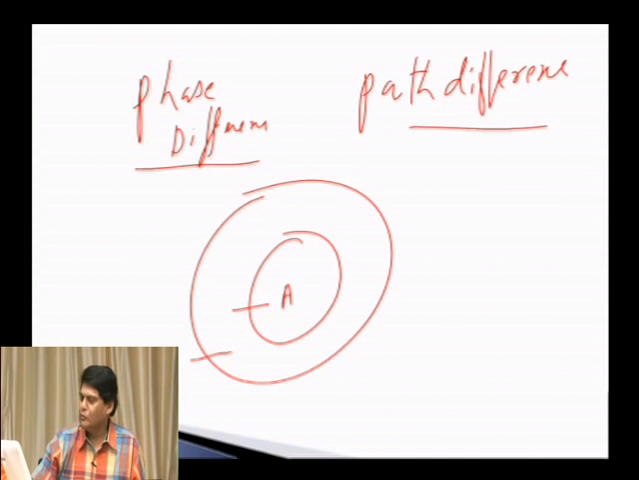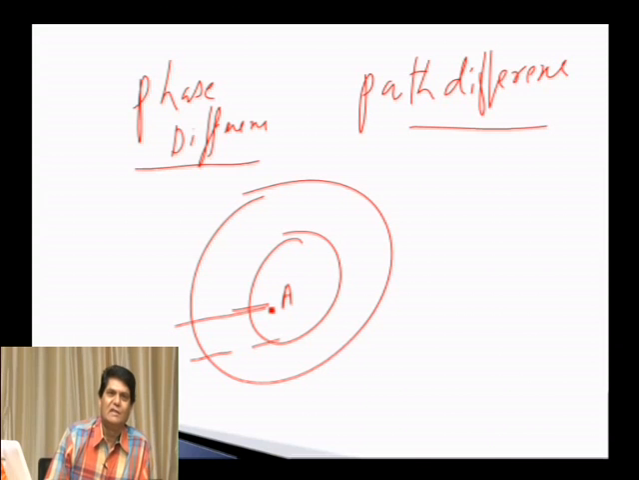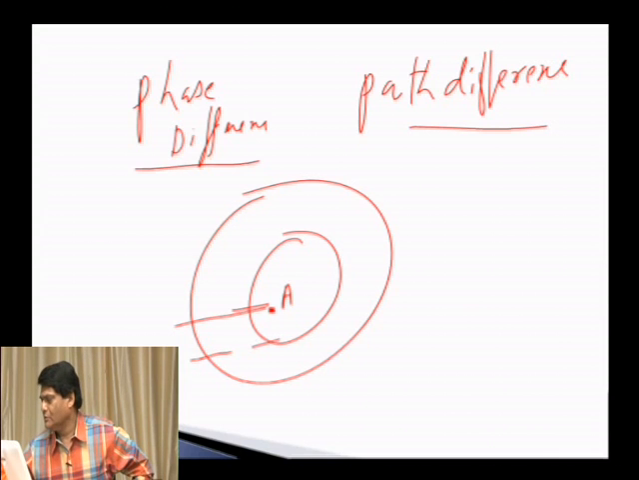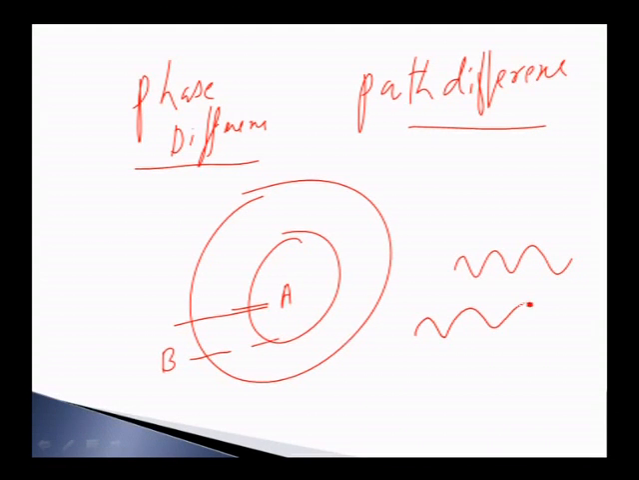Both the horses are moving in the same direction with the same speed, and after completing one round they will come to the same point, but they will try to maintain this distance. This is what is called the path difference. Or I can also say, let us imagine a wave started from this point, and another wave also started a bit late. So what is the path difference? This is the path difference.